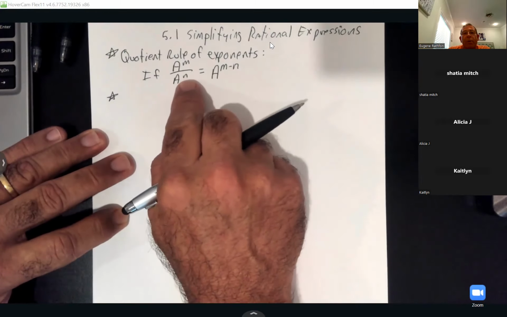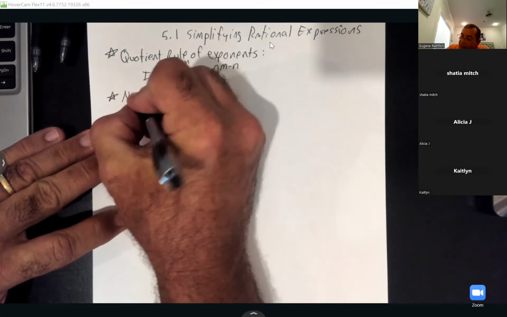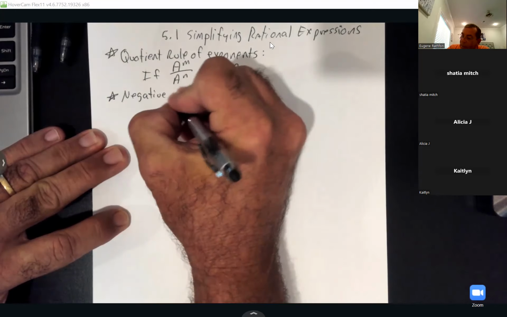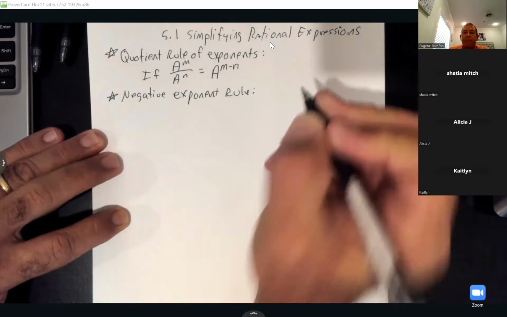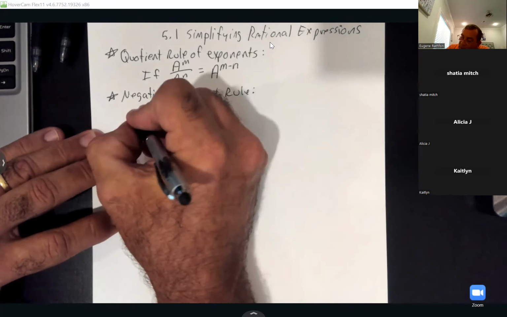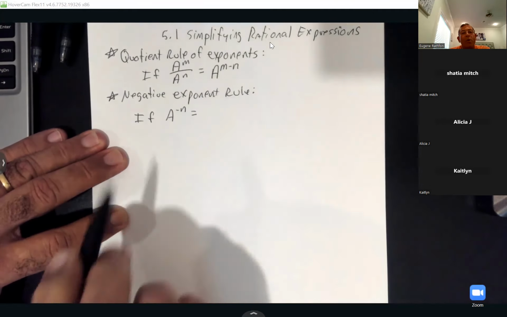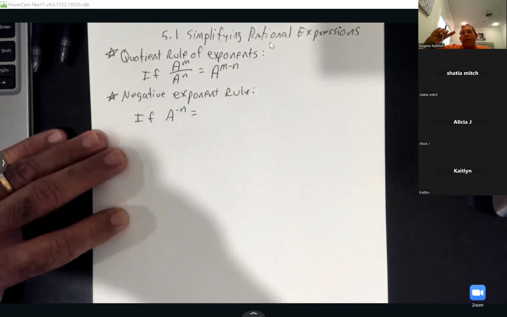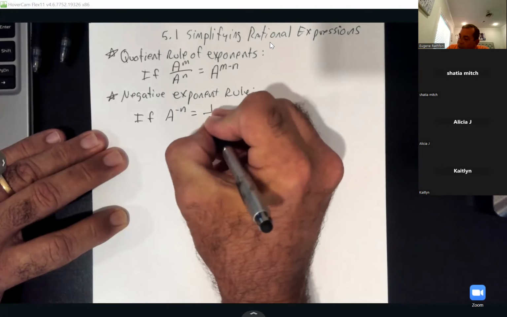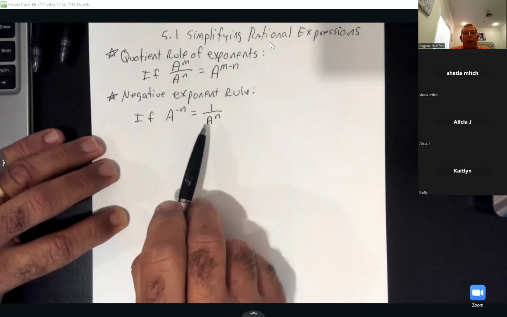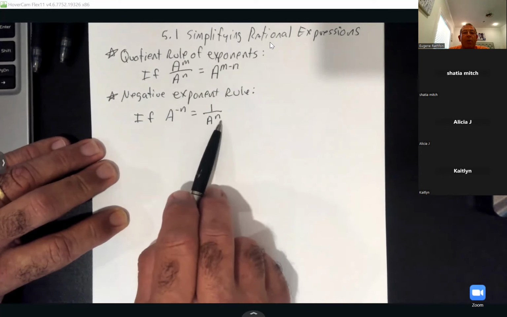Now, if the exponents are bigger on bottom, this ends up being negative. So we also got a negative exponent rule. The negative exponent rule tells us if we have a variable with a negative exponent, we sort of flip by putting it under a 1 and making the exponent positive. So it's like you move it down, change the sign of the exponent only.